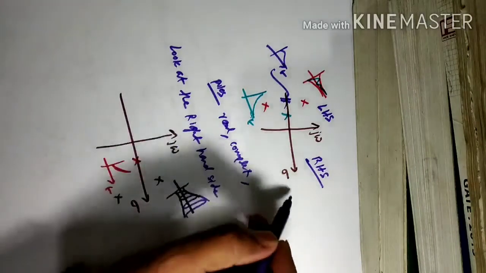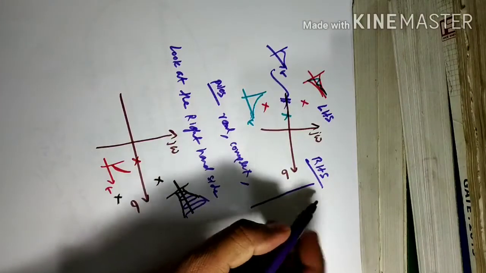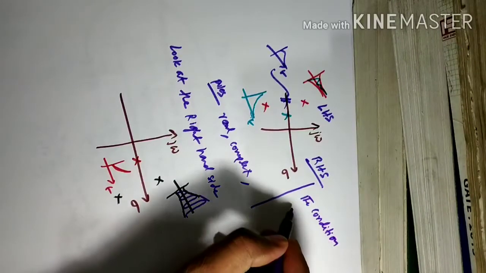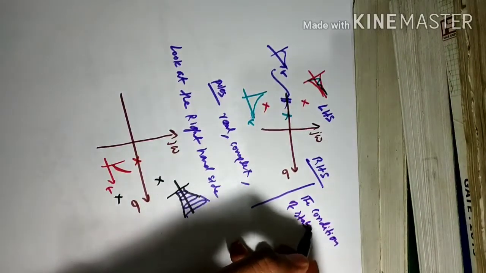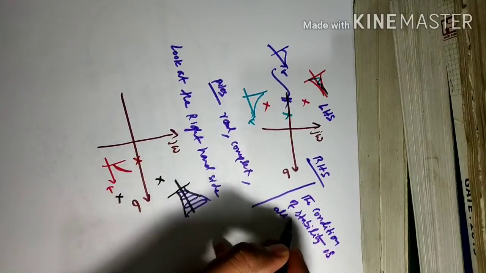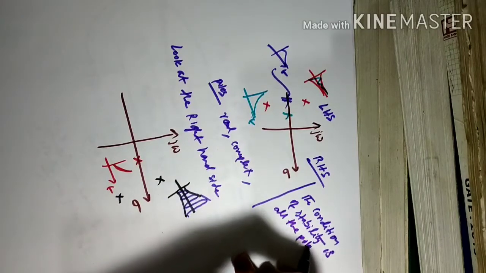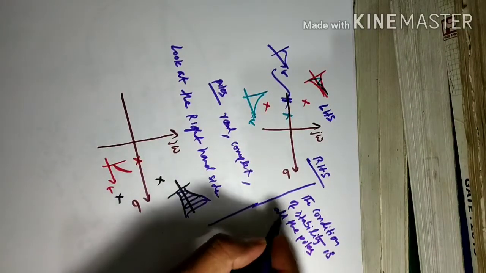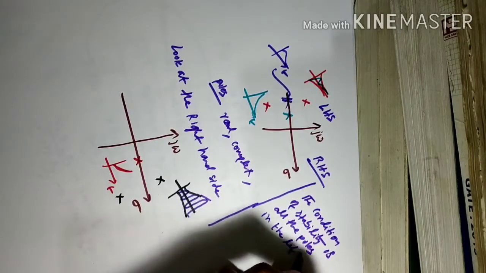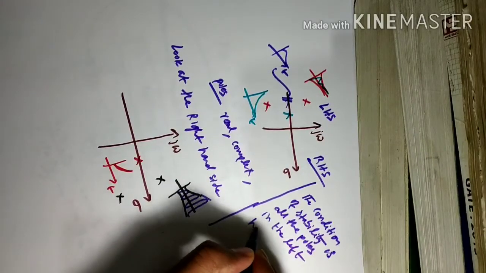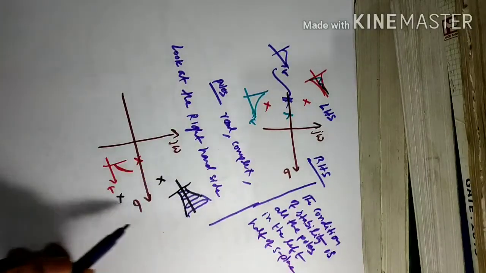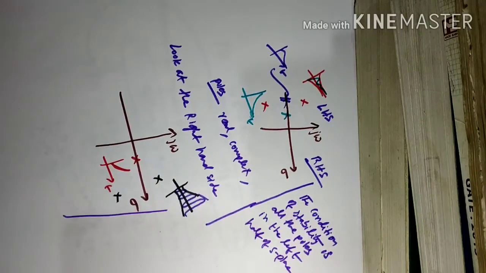What is the condition here? The condition of stability is all the poles in the left half of the S plane. This is the right side, okay, this is the right side.